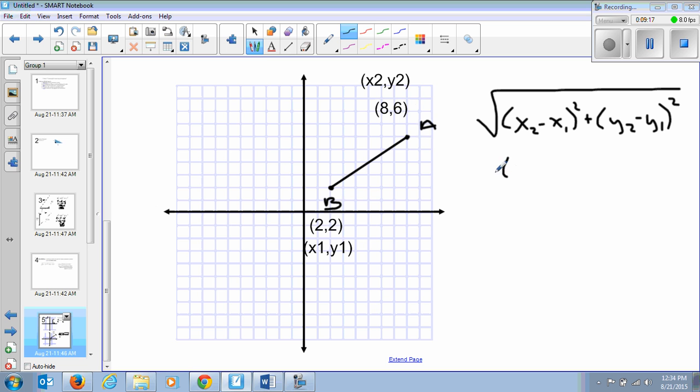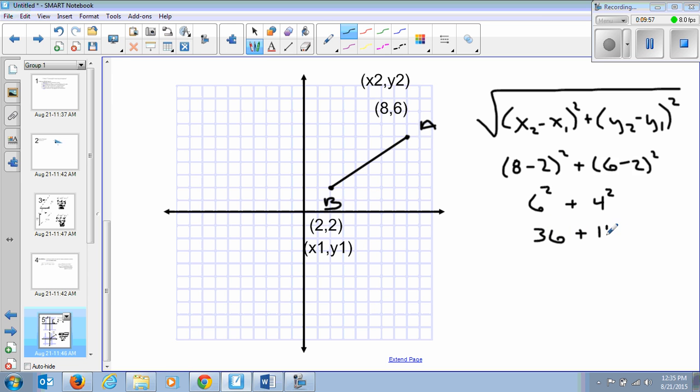So for x2, I look over here. x2 is 8 minus x1. Don't put 6. Look, x1's down here. It's 2. Squared plus, we have y2, which is 6, minus y1, which is 2. We're squaring that. Now we just do the math. I'm not going to rewrite the square root sign. I'm just going to do that at the end. But I do the parentheses first. Order of operations. 8 minus 2 is 6 squared plus 6 minus 2 is 4 squared. Now I square these. 6 times 6 is 36.